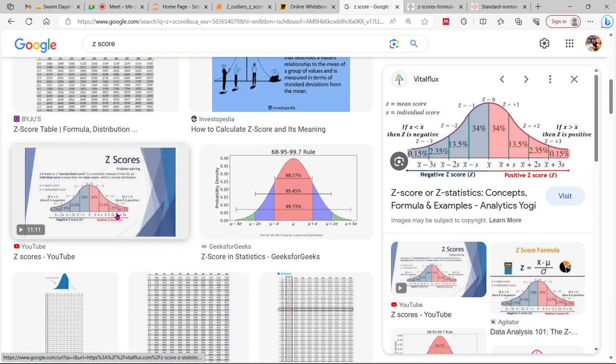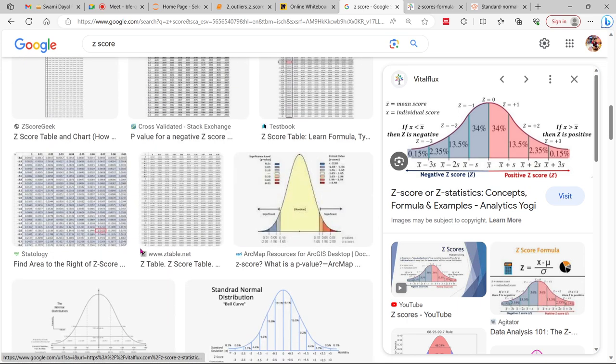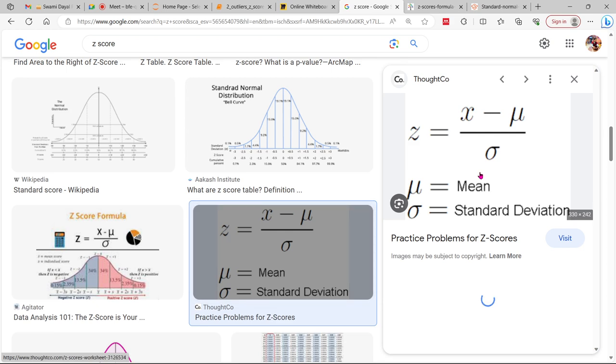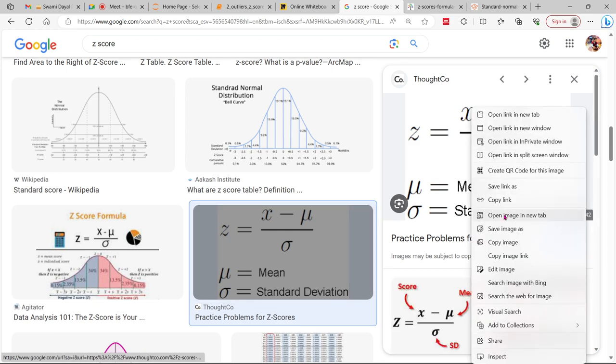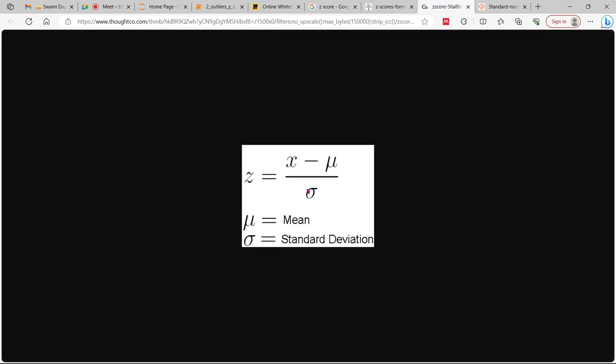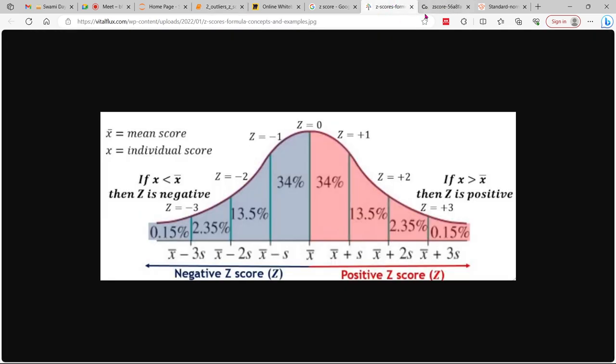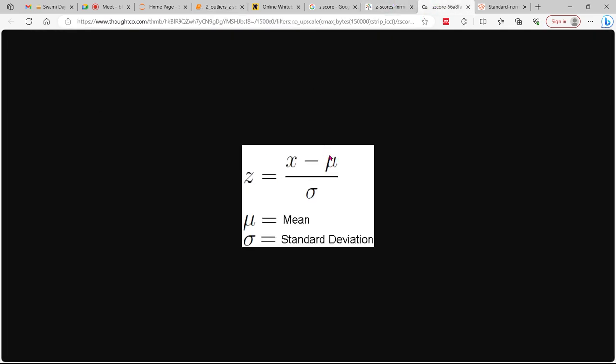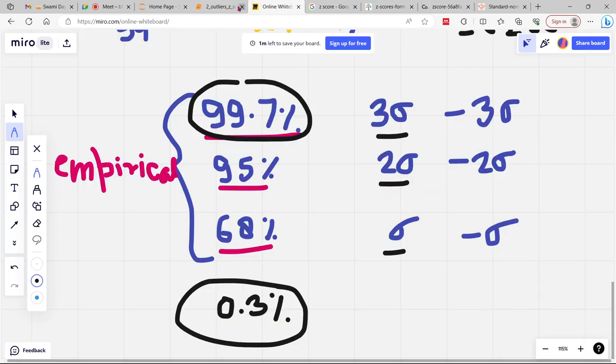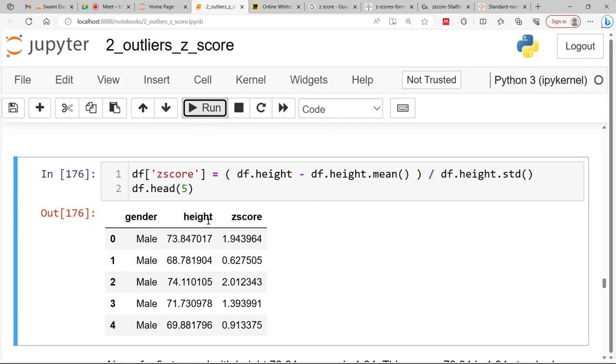As far as calculation is concerned, yes, this is the calculation, right? For each value, we have x minus x bar. So x is what? X is this height, right? So this height minus what? Height minus this mu. Mu is mean, and this sigma is standard deviation, which is 3 point something for us, right? So for each value, we are getting standard deviation. We are getting mean over here.